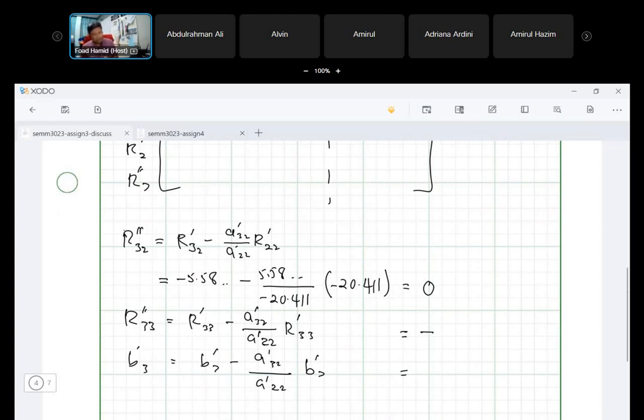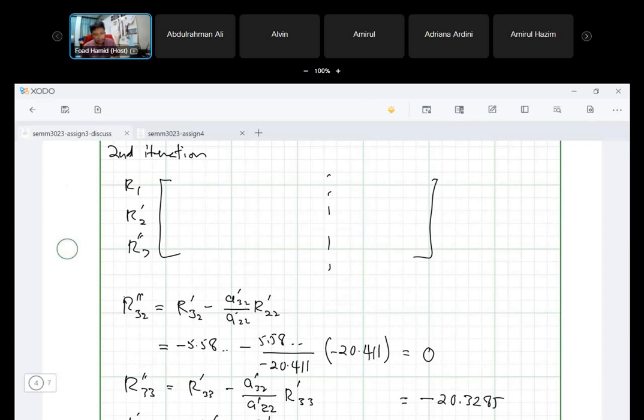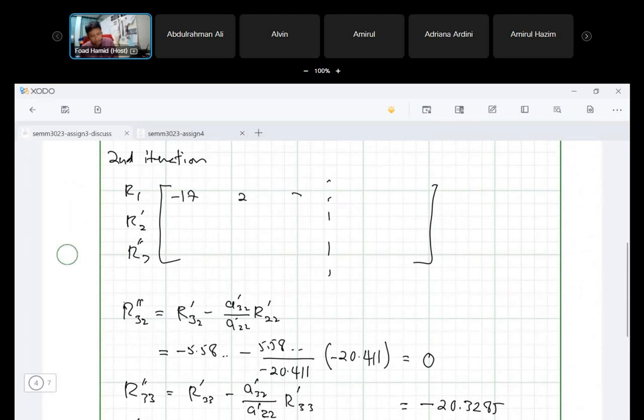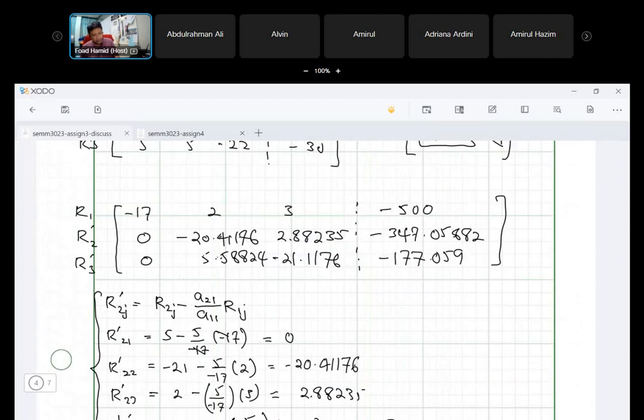So this is minus 20.3285, and this one becomes minus 272.075. So if you take a look at this, it will become, this is the same, 17 minus 17 to 3 minus 500. And this becomes 20 minus 20.411 and so on. And then this becomes 2.882 and so on. And this is minus 347.059. This is from the original equation. This is after the second iteration, which is this one here.